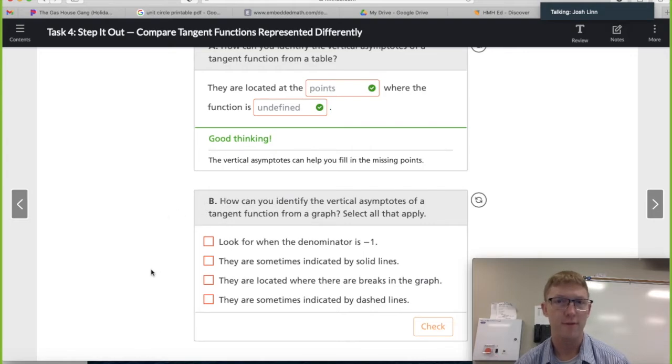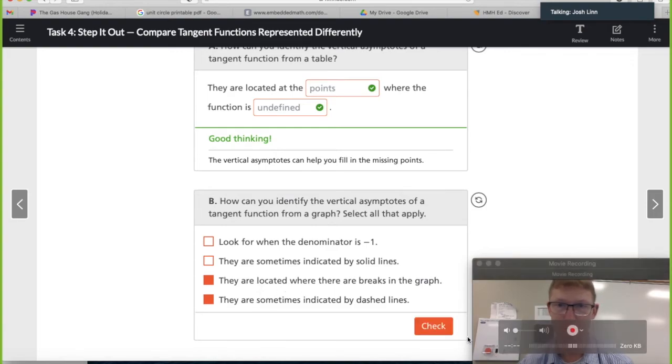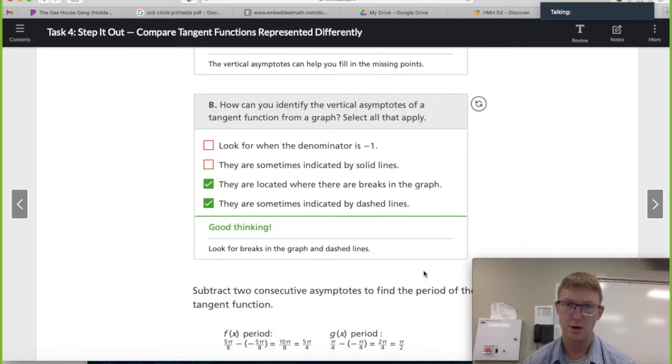How can you identify vertical asymptotes of a tangent function from a graph? Select all that apply. Look for when the denominator is negative 1, false. They are sometimes indicated by solid lines, false. They are located where there are breaks in the graph, that could be true. They are sometimes indicated by dashed lines, also true.